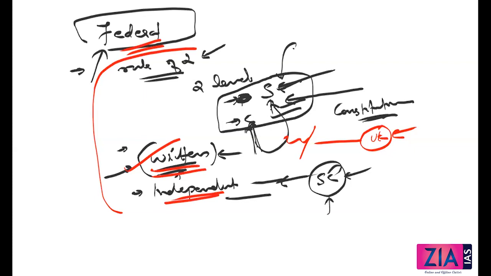But what about the India setup? Is it truly federal? No. Is it unitary? No. It is quasi-federal, or it is federal with unitary bias. Okay, then what are the federal features and what are the unitary features? Maybe this can be a question for you in your mains. So we are not interested in discussing too much about that, and I'm not going to put that into perspective at this juncture.